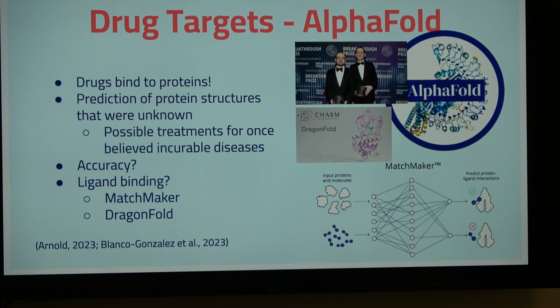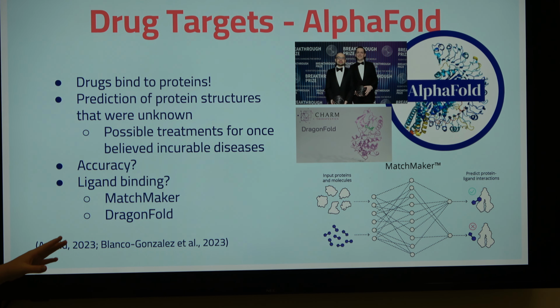However, there's been quite a lot of discourse about this in terms of accuracy. Yes, it can predict that protein structure, but how accurate is it at predicting that protein structure? It can't really predict ligand binding interactions and how that drug is going to bind to that protein. But there have been a few AI tools that have come into play here to fix these problems.